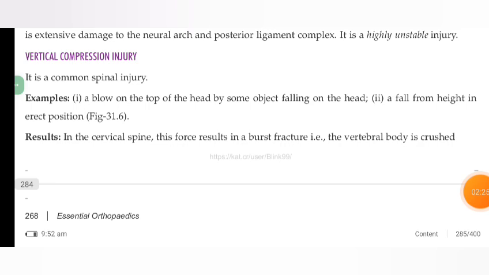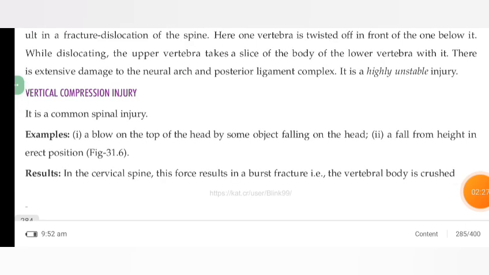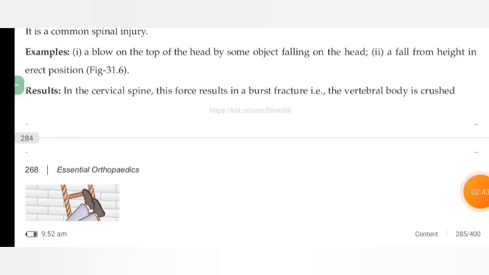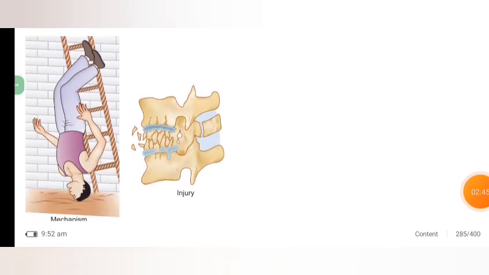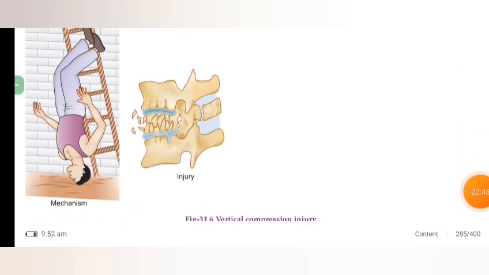Vertical compression injury is a common spinal injury. Examples: a blow on the top of the head by some object, or a fall from a height in the erect position. This results in injury to the cervical spine. This force results in a burst fracture. The vertebral body is crushed. This is the diagram of the vertical compression injury.